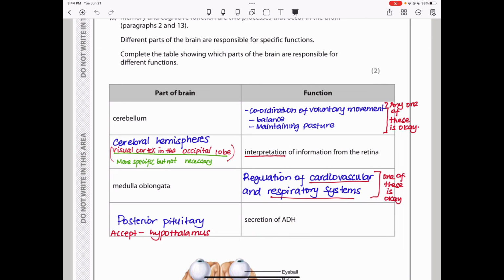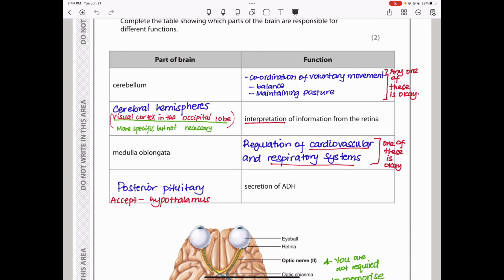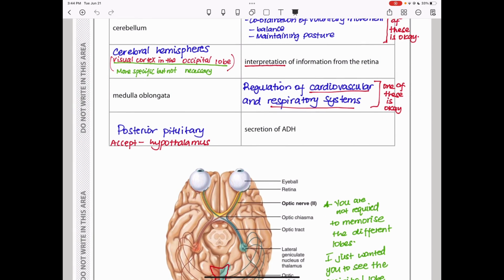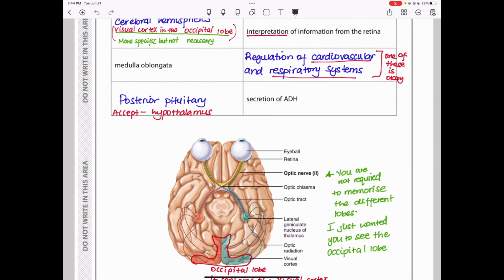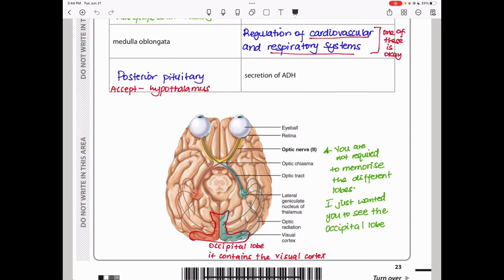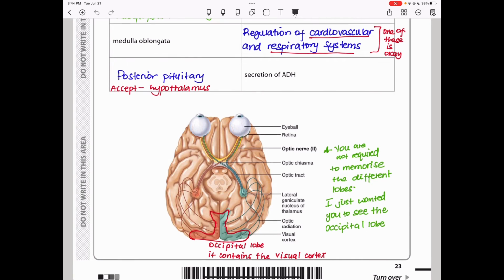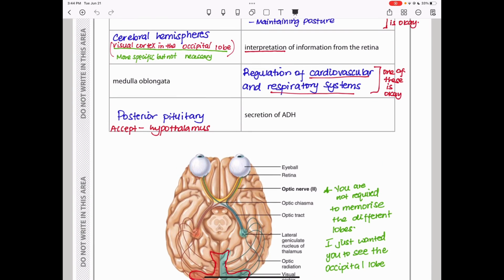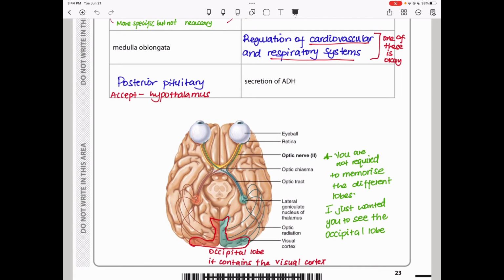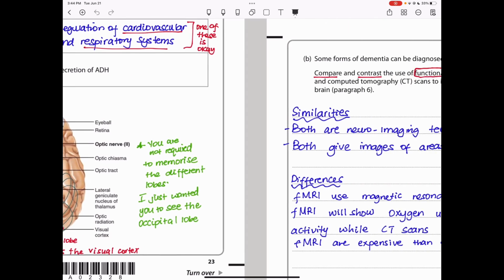Secretion of ADH, this is the posterior pituitary gland, or sometimes they accept if you say the hypothalamus, but it's the posterior pituitary gland. And again, you remember the kind of hormones that are produced in the pituitary gland. We have the anterior, we have the posterior. You need to remember all those hormones that are produced from the different areas of the pituitary gland. So here I wanted to put an image for you to show you where the occipital lobe is. So you can see it's down here, where we have the visual cortex. So I will move on to the next question.